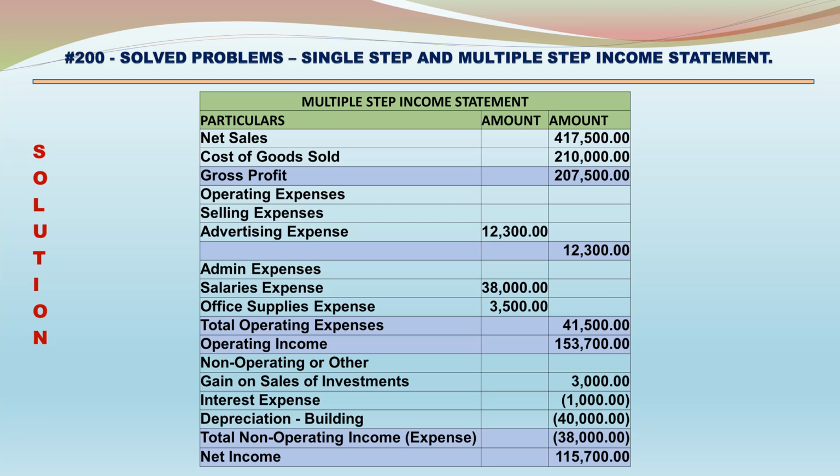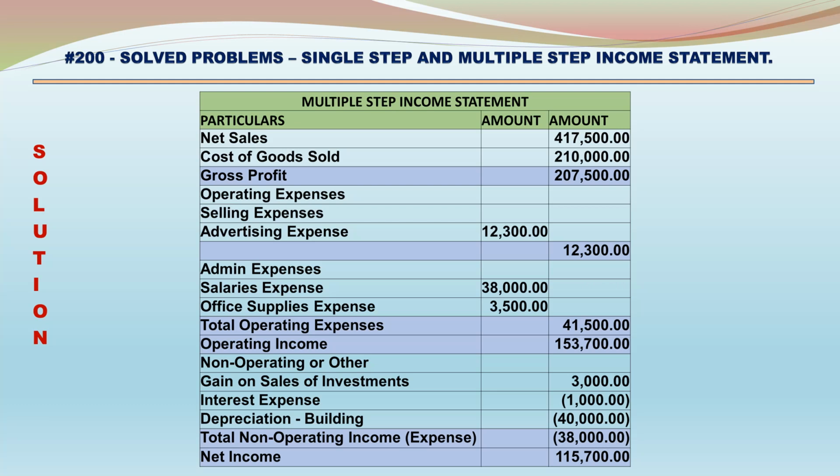Advertising expense 12,300. Admin expenses: salaries expense 38,000. Office supplies expense 3,500. Total operating expenses 41,500. Operating income 153,700. Non-operating or other: gain on sale of investments 3,000.